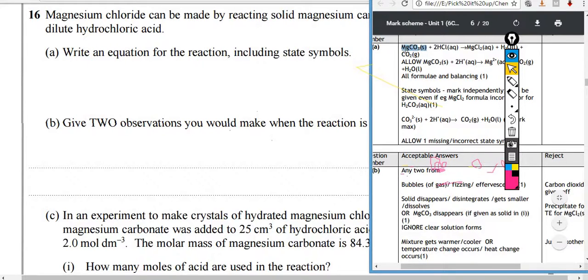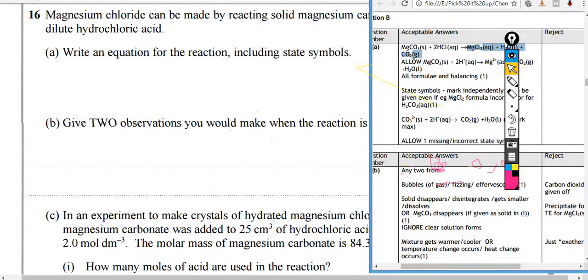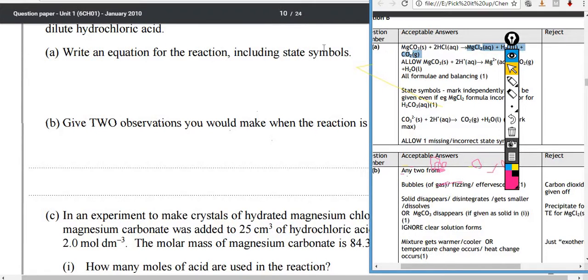The other one should be the solid disappearing. You remember magnesium carbonate was a solid to start with, but at the end none of the products has a solid in it. This is in the aqueous form, this is in the liquid form, and this is in the gaseous form. So there will be no solid at the end of the reaction. So the two observations should be the solid disappearing and the bubbling of carbon dioxide. If you don't know it's carbon dioxide, we can just say bubbling of a gas and disappearing of the solid magnesium carbonate that was used in the first place.